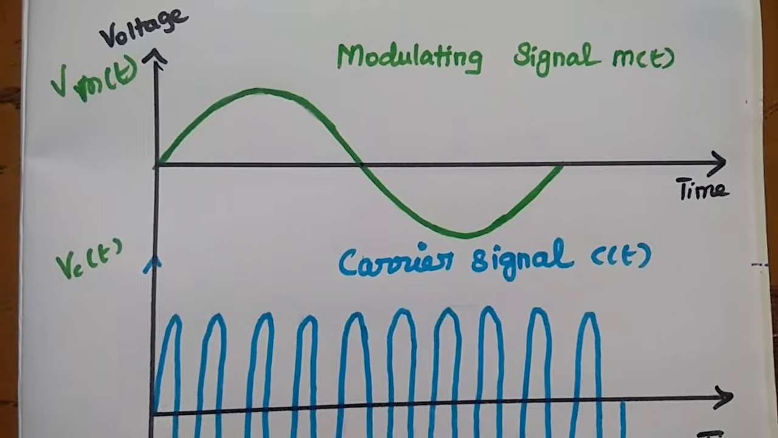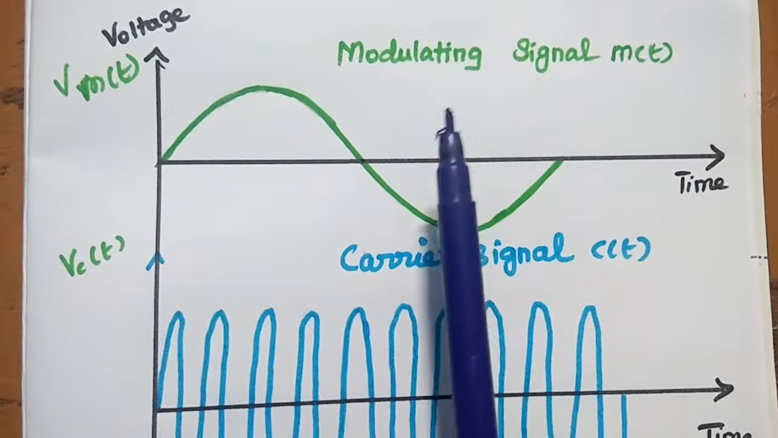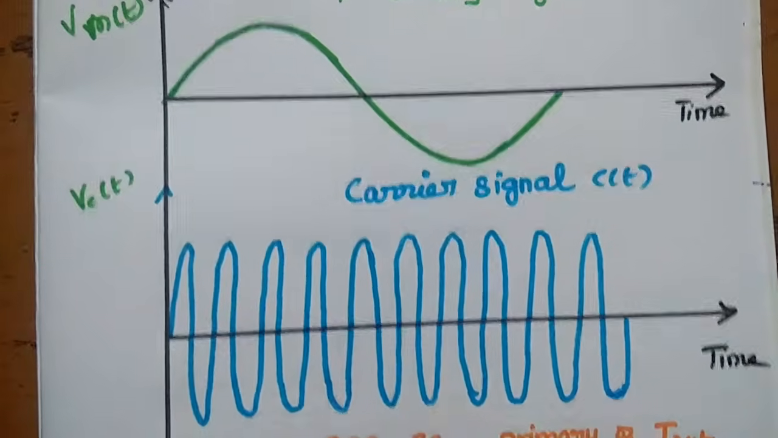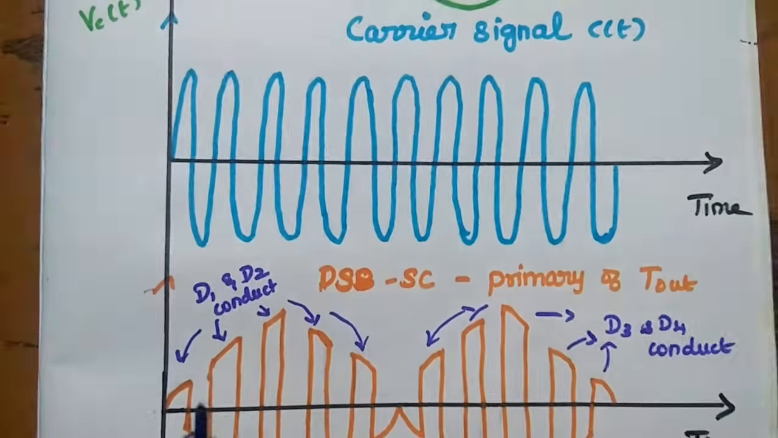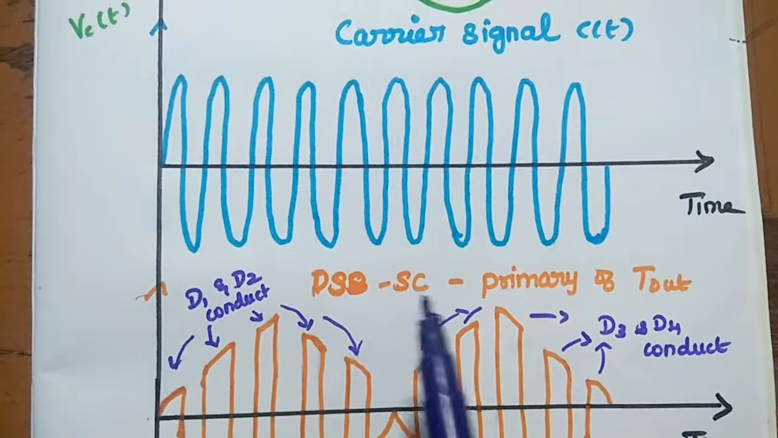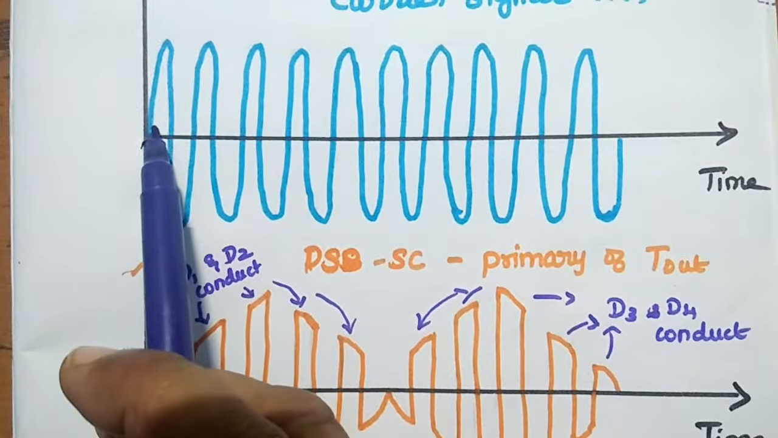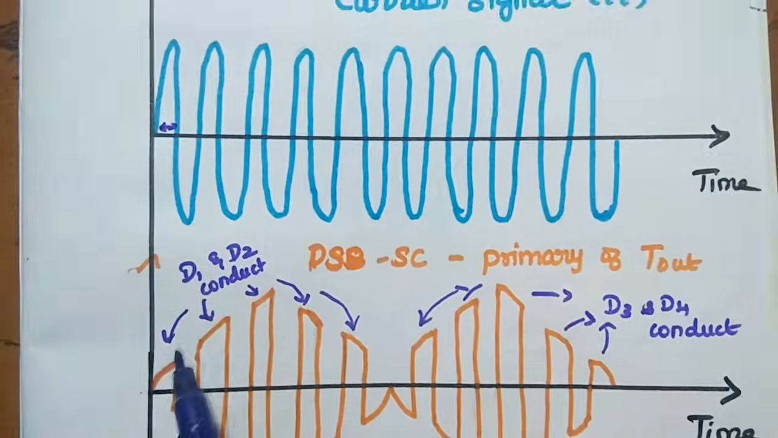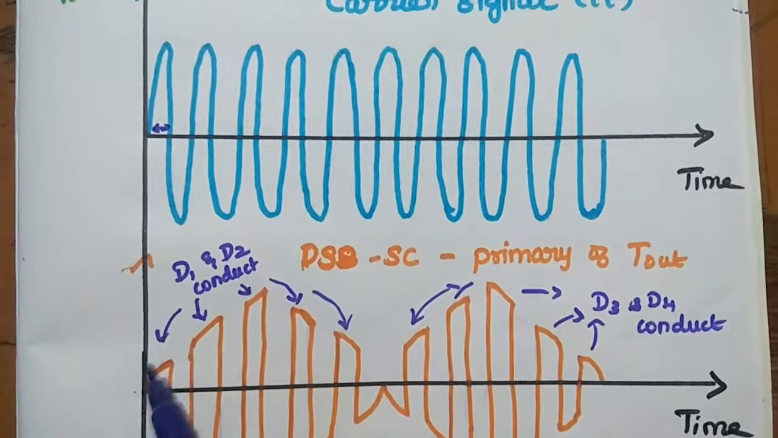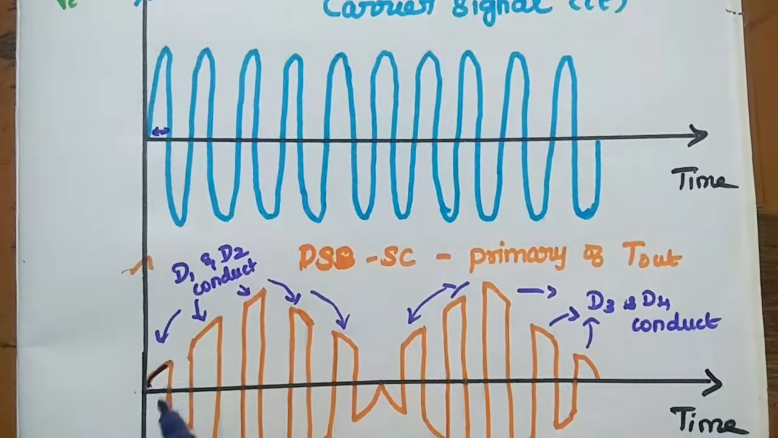Signal representation of the ring modulator method. This is the modulating signal, that is the original signal or baseband signal given to the input transformer, and here is the carrier signal c(t). So in the primary winding of the output transformer, we can get the double sideband suppressed carrier wave like this. Here, during the positive half cycle of the carrier, diodes D1 and D2 both are forward biased and start conducting the current.